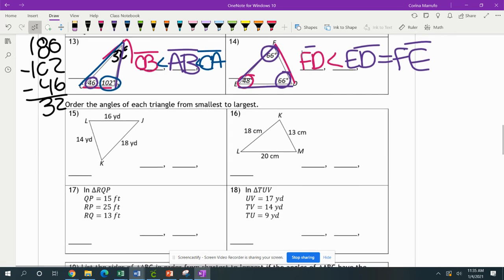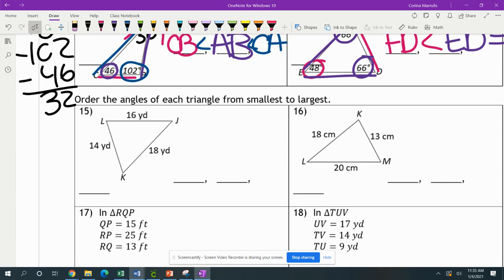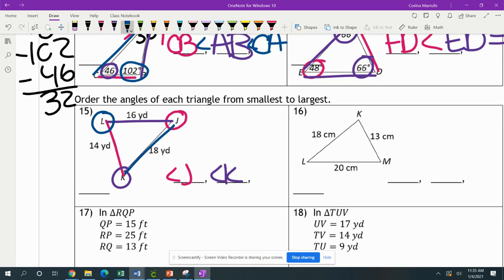Okay, so here this time they give us the sides and we're going to have to give the angle. So if we look at the sides, the smallest side is LK. So across LK is angle J. And then the next one would be the 16, and across the 16 is angle K. And then the next one is the 18, and across the 18 is angle L.